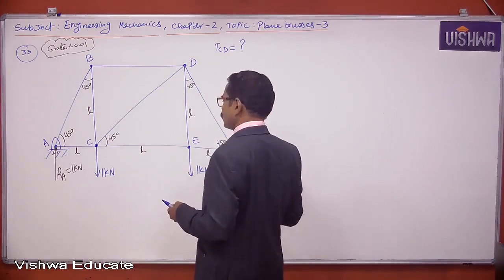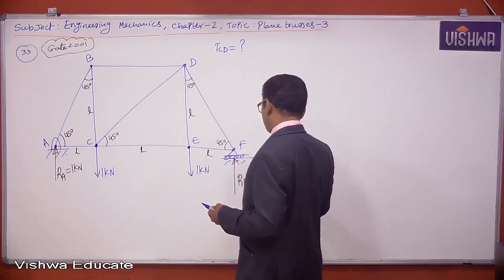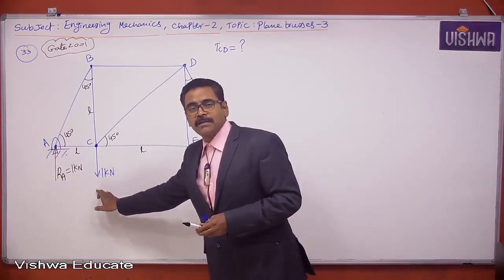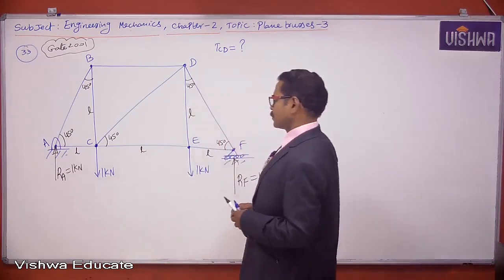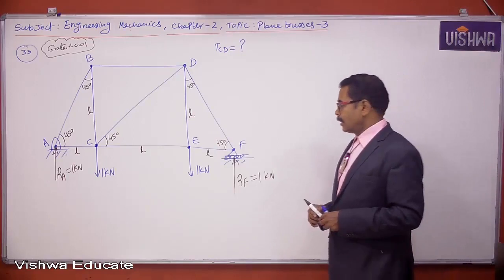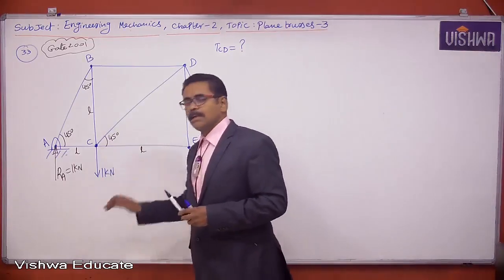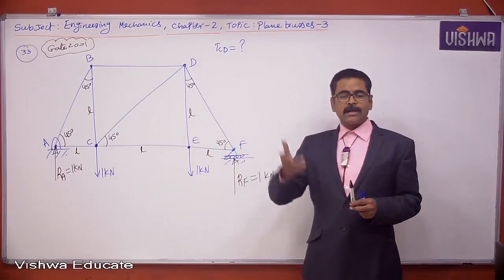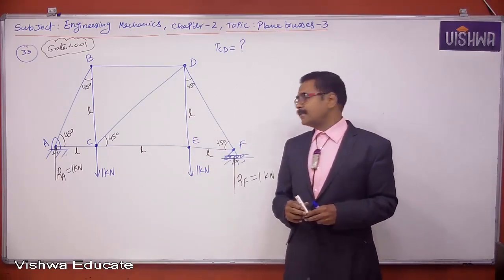This is also 1 kilonewton, because the total load is 2 kilonewtons and it is applied at symmetric points. So RA will be 1, RF is 1. Here both the loads are vertically downward actions, so the reactions will be vertically upward.